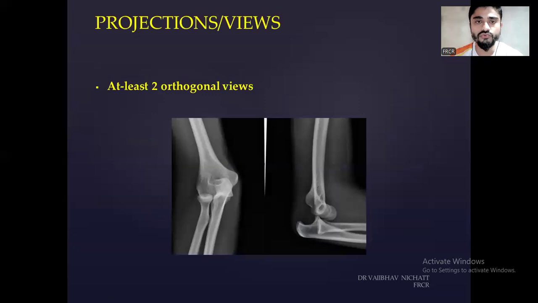At least two views are required to call subluxation, and to categorize what kind of subluxation you are looking at, and whether there are any associated fractures. At least two orthogonal views are required, most likely frontal and lateral projections.